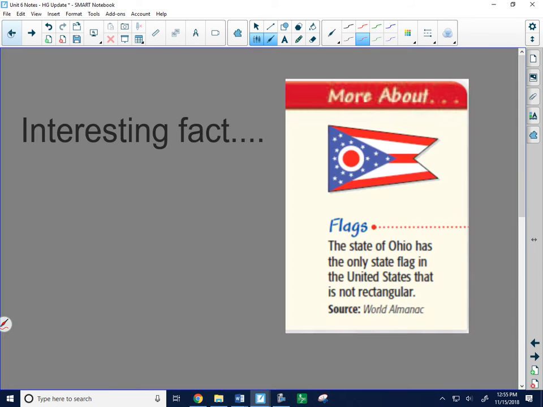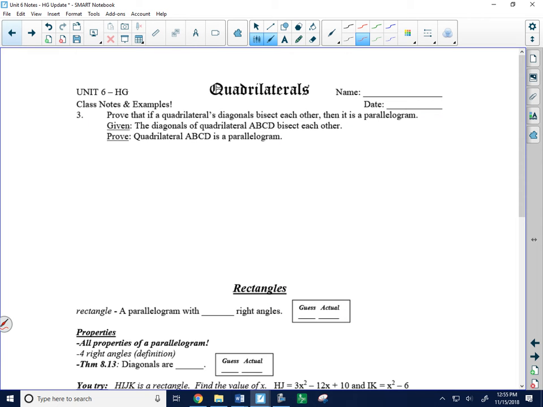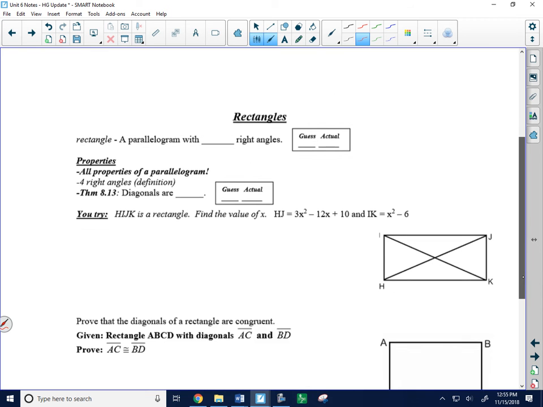Let's start. I forgot to move this back a little bit. Let's start with rectangles on page 4.